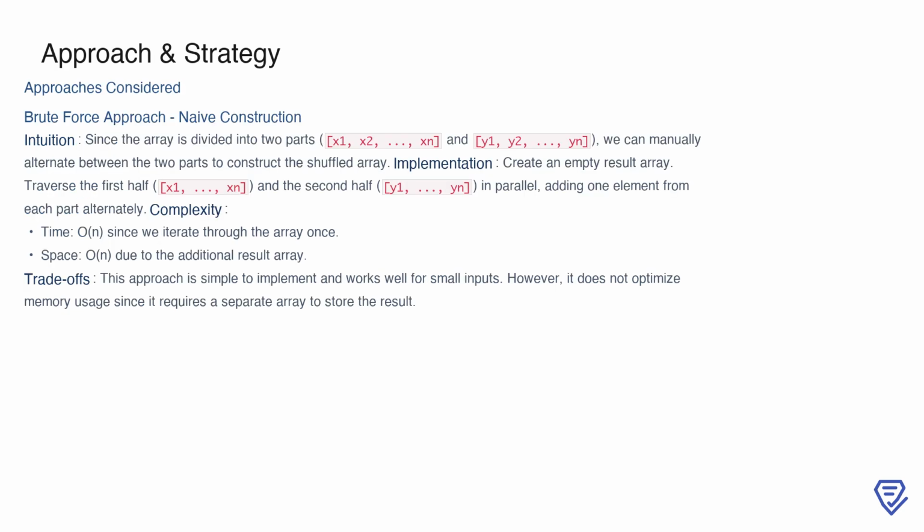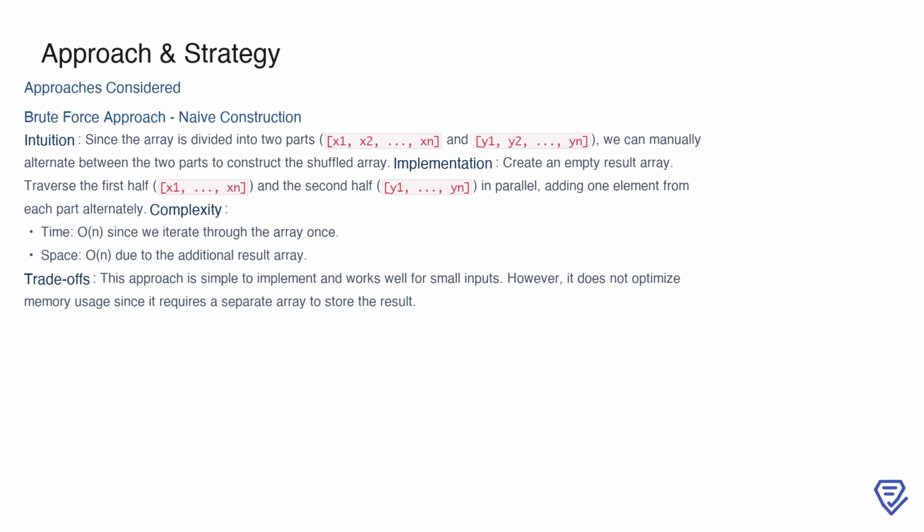To begin with, we can think about the brute force approach, which relies on manually constructing the shuffled array. The idea here is straightforward. The given array is split into two halves, where the first half holds elements like x1, x2, and so on, and the second half holds elements like y1, y2, and so forth. To create the shuffled array, we alternate between picking elements from each half. For instance, we take x1 from the first half, then y1 from the second half, and continue this alternation. Implementation-wise, we create an empty result array and traverse both halves in parallel, inserting one element from each part alternately.